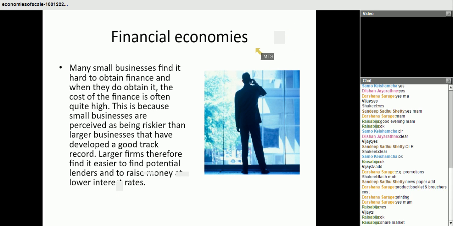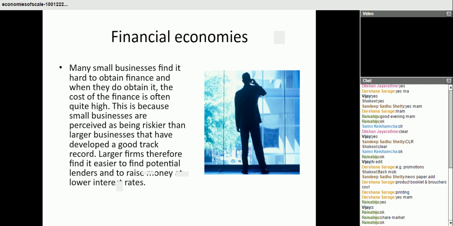Raisa, share market is not the right example for this case. It is like the bigger the size, the more is the goodwill and the creditworthiness of the firm. So there are more chances of getting loans easily.